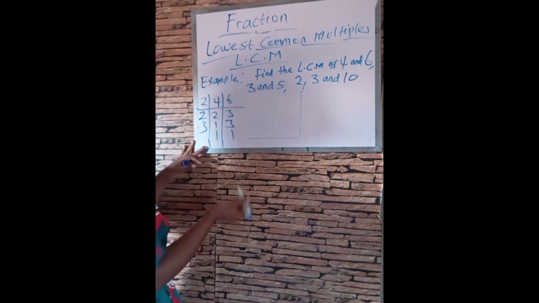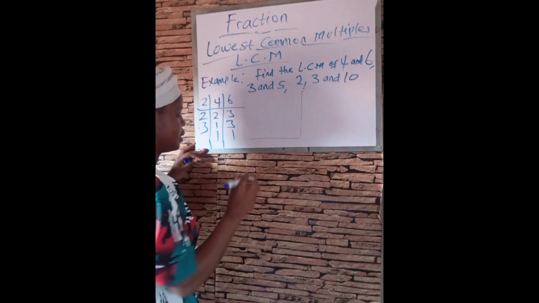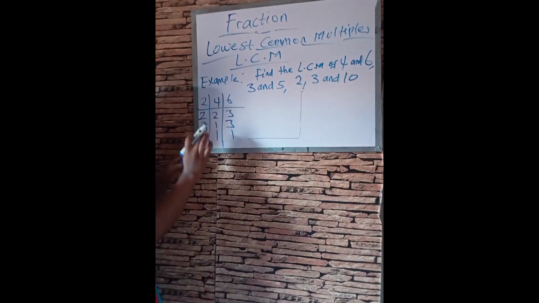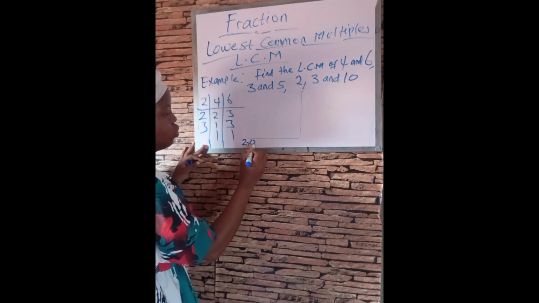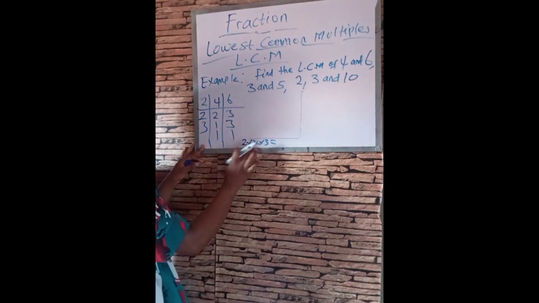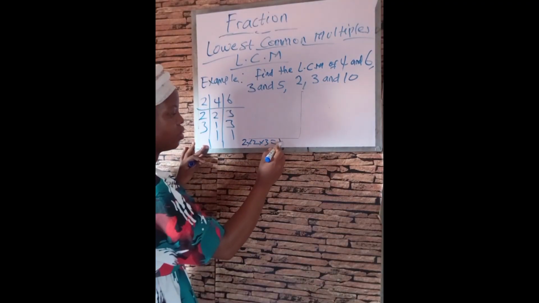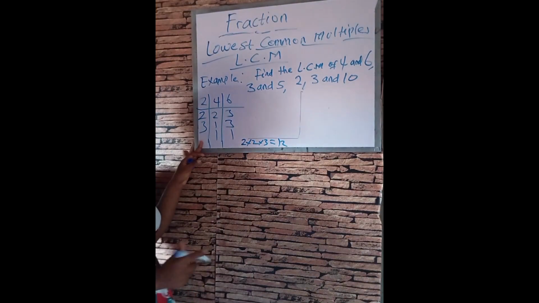So we have 1. So the LCM of 4 and 6 now will be 2 times 2 times 3. 2 times 2 will give us 4. 4 times 3 will give us 12. So the LCM now is 12.